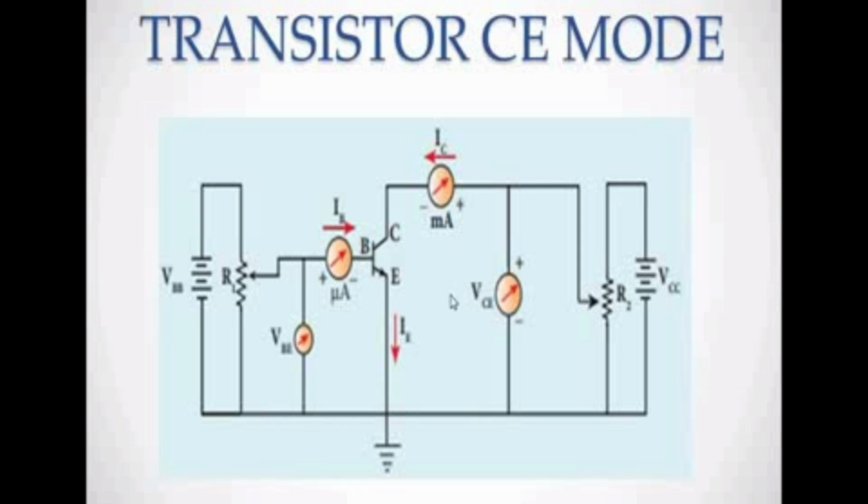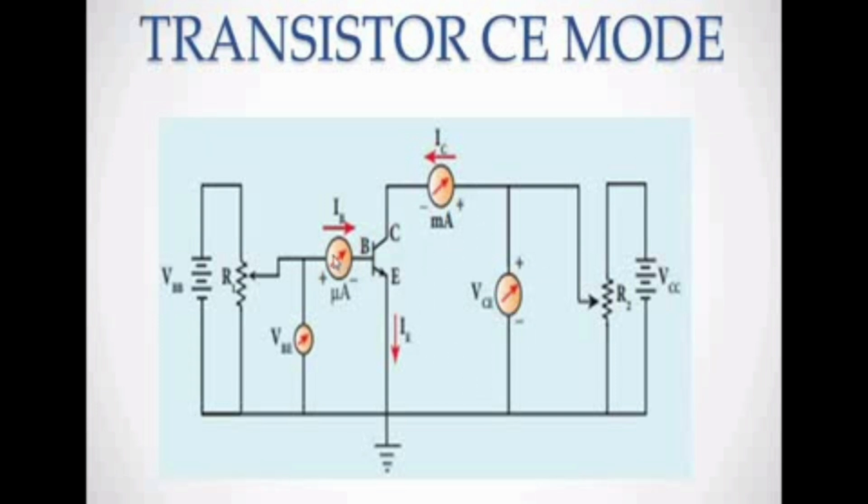Now we can calculate the input characteristics. For input characteristics, the output VCE is kept constant. We vary VBE and note the corresponding IB. For output characteristics, we keep the input constant and change the output: we change VCE and note the corresponding IC. Using that we can calculate the output characteristics.